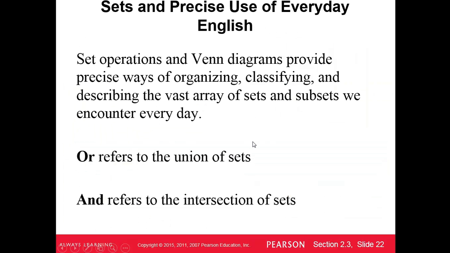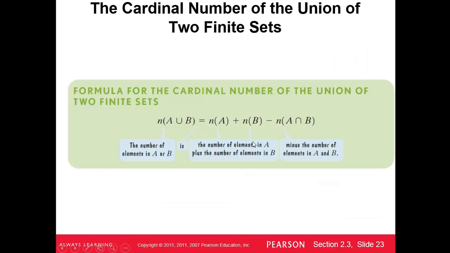Or means union, and means intersection. So back to that idea of cardinal numbers, how many things are in my set? If I want to find the cardinal number of the union, I'm going to say how many things are in A, how many things are in B, but I want to make sure to subtract off anything that got counted twice.